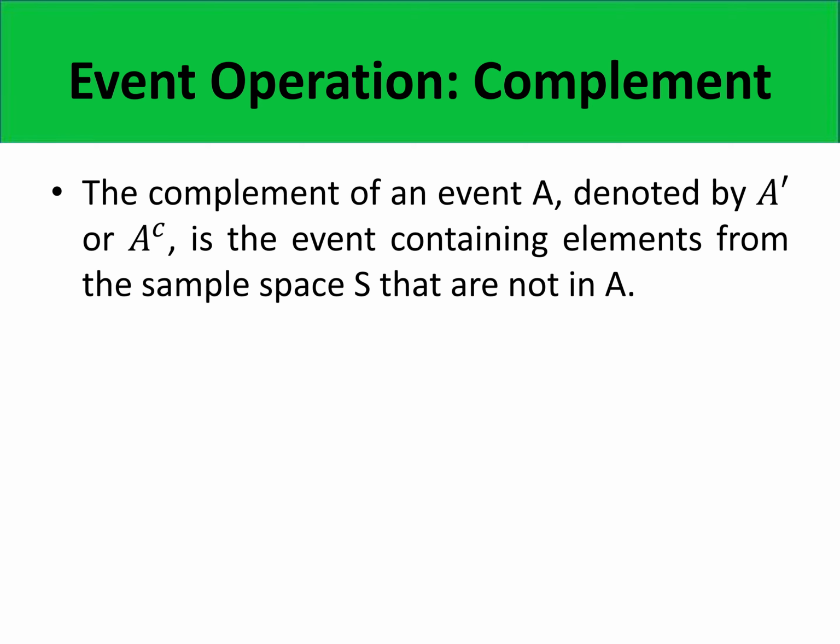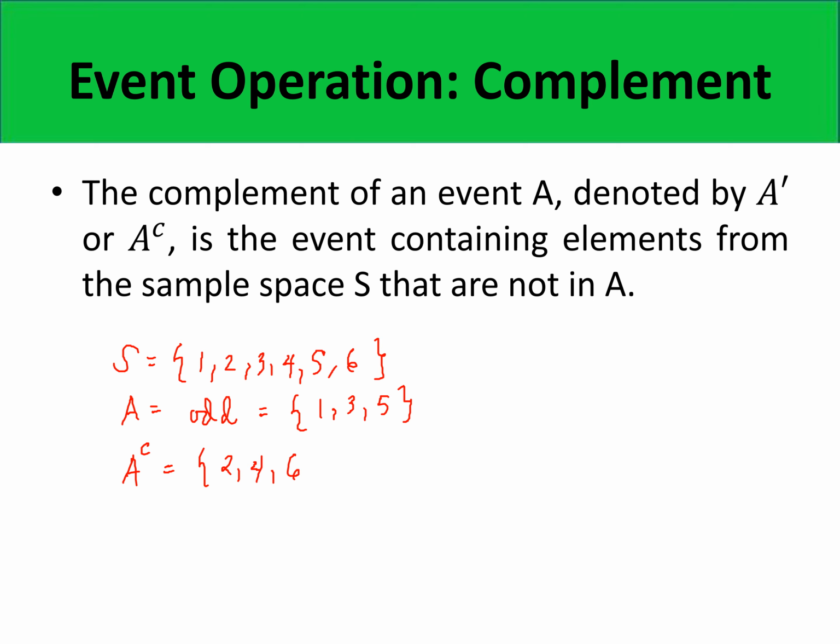The next event operation is the complement of an event. The complement of an event A, denoted by A prime or A to the C, is the event containing elements from the sample space S that cannot be found in the event A. So for example, if the experiment is rolling a die, the sample space would be 1, 2, 3, 4, 5, and 6. Now let's say that A is the event that the outcome on the die is an odd number. So this means that the elements of A would be 1, 3, and 5. Now therefore, if we get the complement of the event A, this would be the elements in S that cannot be found in A. And these are the numbers 2, 4, and 6.